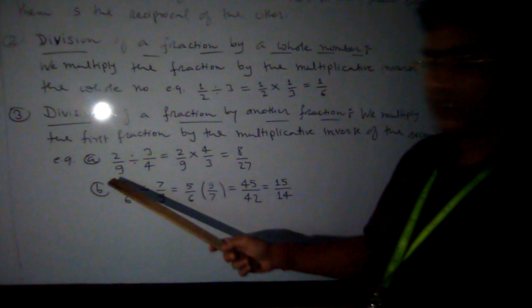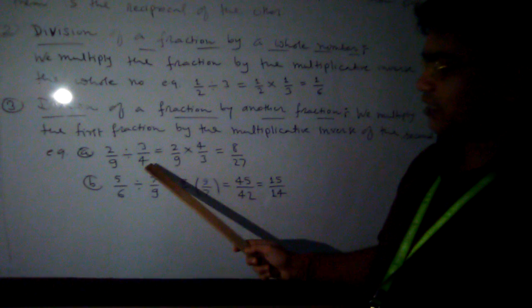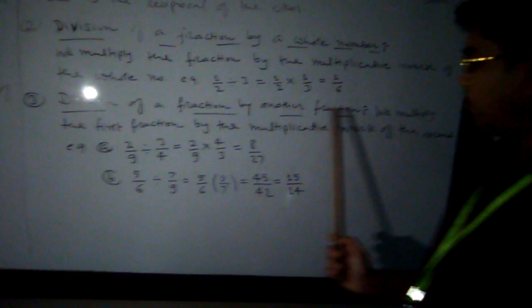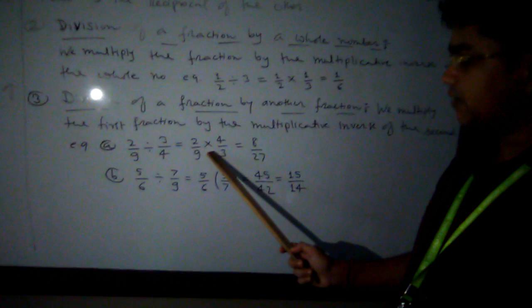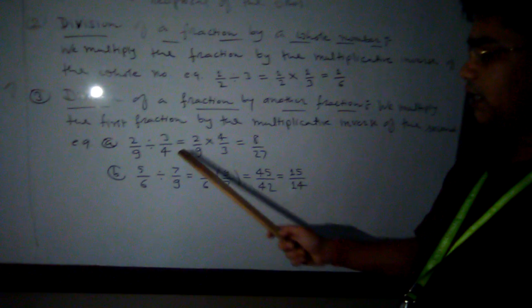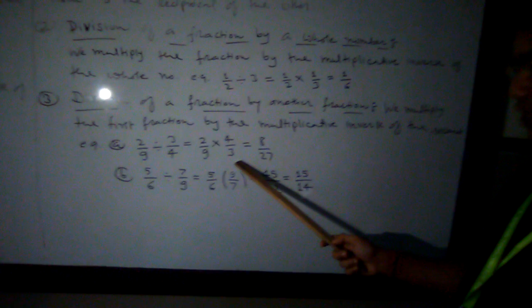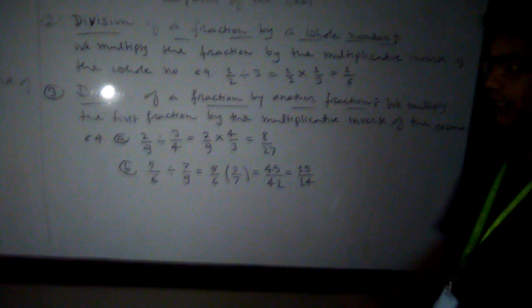See here, in the first example, we are dividing fraction 2 by 9 by another fraction 3 by 4. Now as per our rule, for division of a fraction by another fraction, this division will get replaced by multiplication and 3 by 4 will get replaced by its reciprocal 4 by 3. Now after simplification, when we cancel the common factors, we will get 8 by 27.